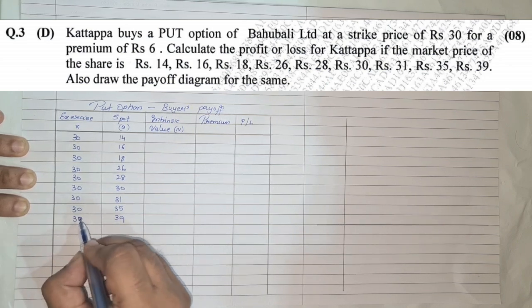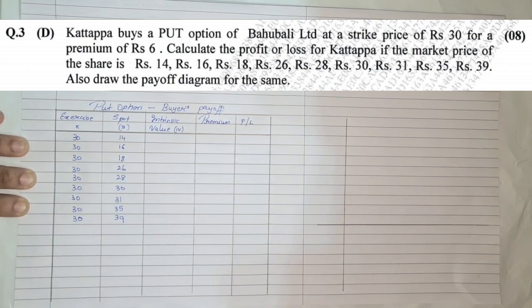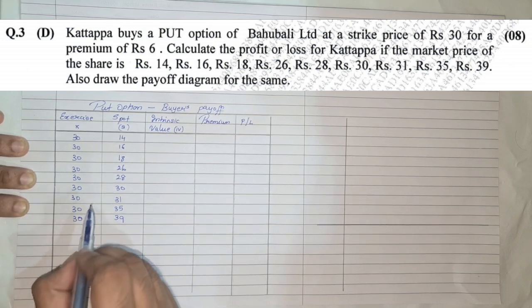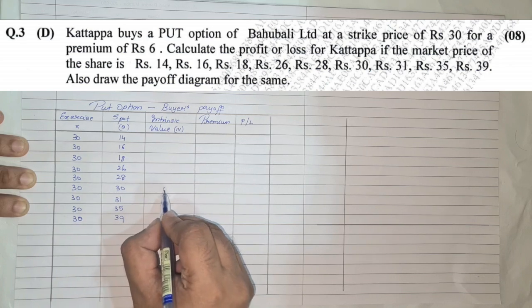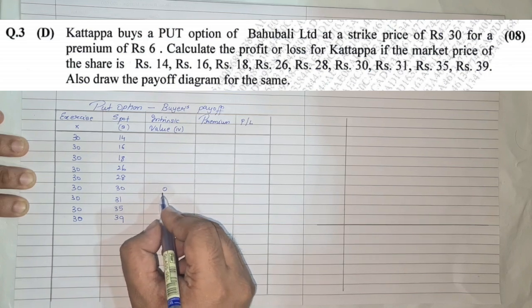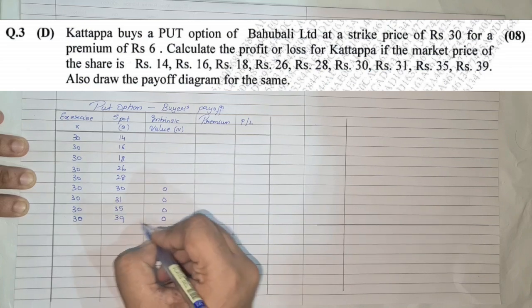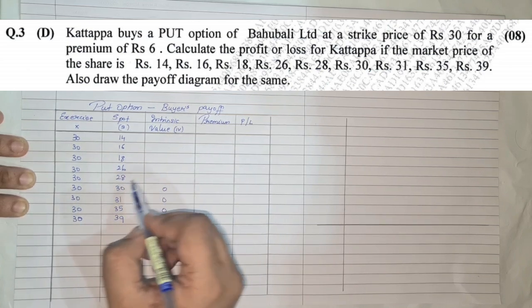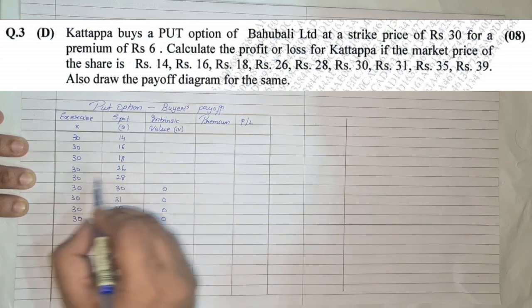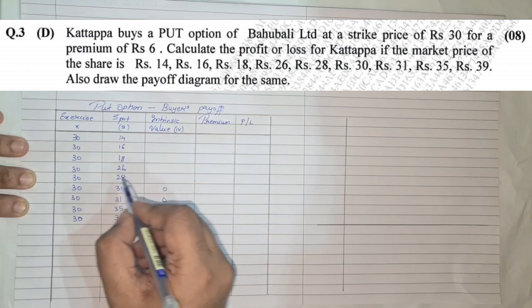Okay, now the intrinsic value. Now this is very important. When there is a put option and buyer's payoff, always remember that point where both of them are equal, from that point onwards, as the price rises, the value becomes zero. Put means opposite to call. So the lower the better, and thereafter there will be all profitability.